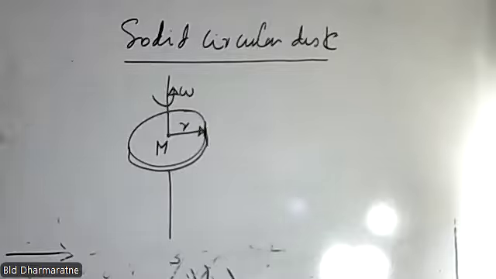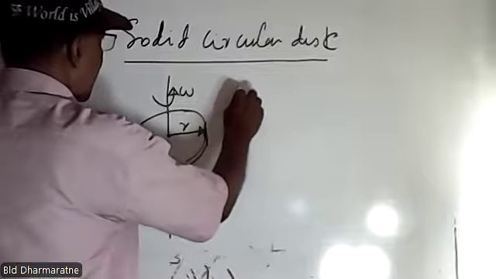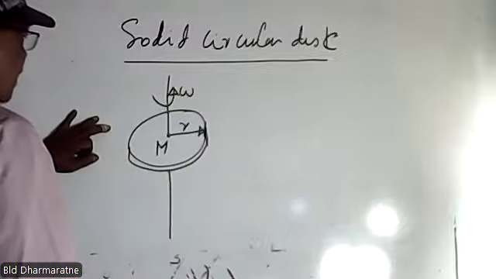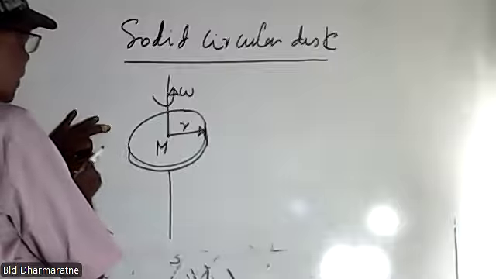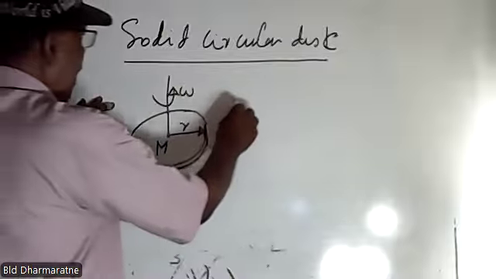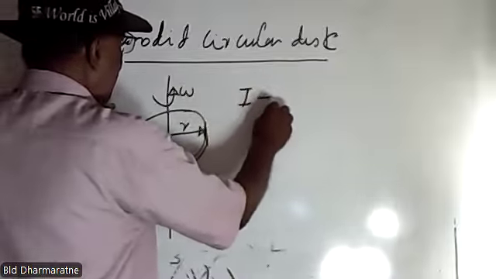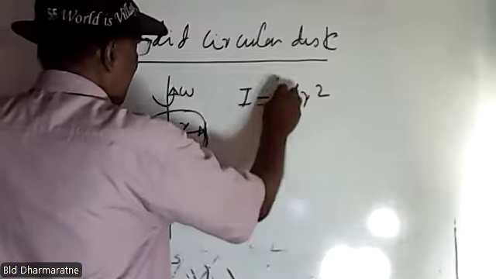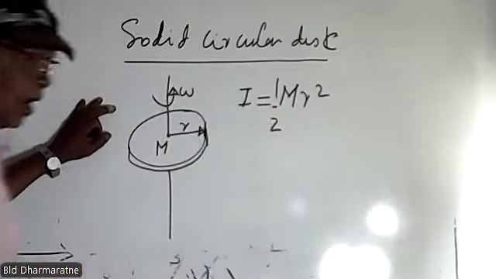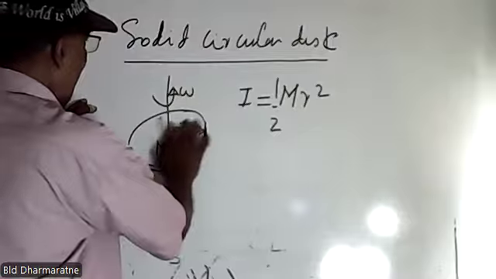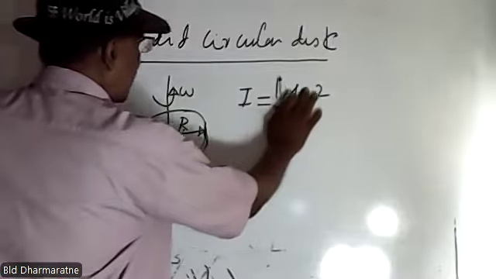Now, the moment of inertia about this axis for the rotating body, with the axis always perpendicular to the plane, is I equals half M R squared. Mass into R squared, with half. The capital R is what we normally use in the formula.